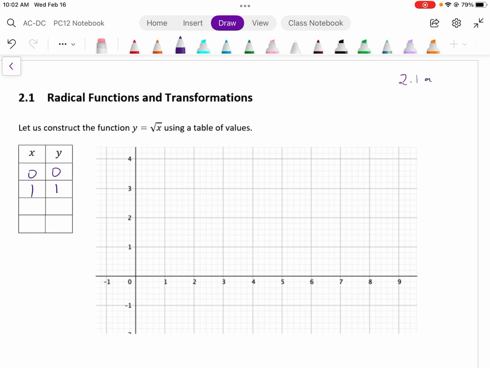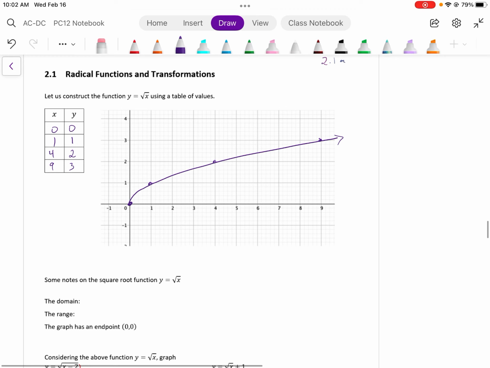I'm going to skip 2, because 2 is not a perfect square. 3, same reason. I'm going to pick 4 next. And when x is 4, y is 2. 9, 3. And what we end up with, when we graph these points, is this function. Notice how this function doesn't exist when x is negative, because you can't take the square root of a negative number.